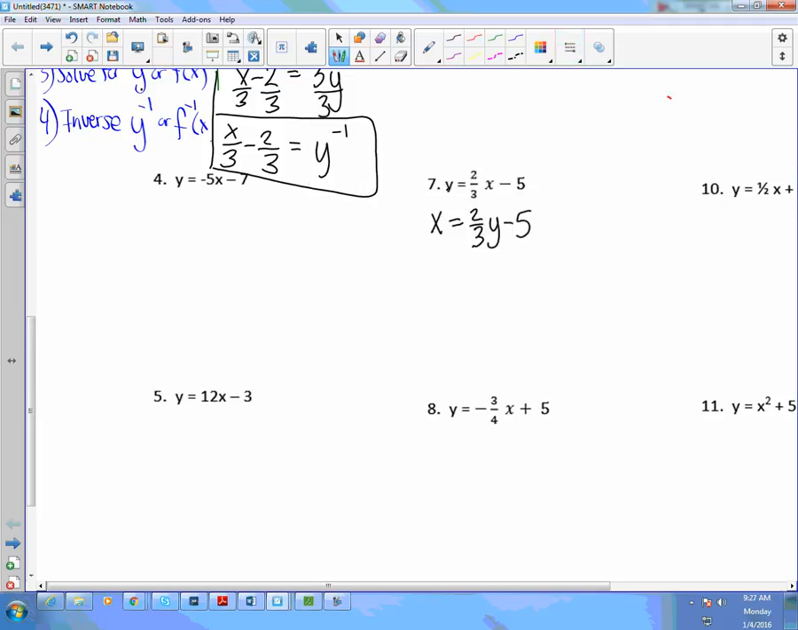Okay, step 3, solve for y. We need y by itself. Okay, Christian, how do I get y by itself? Add 5, good, to both sides. So we have x plus 5 equals 2/3 y. Any questions up to this point?